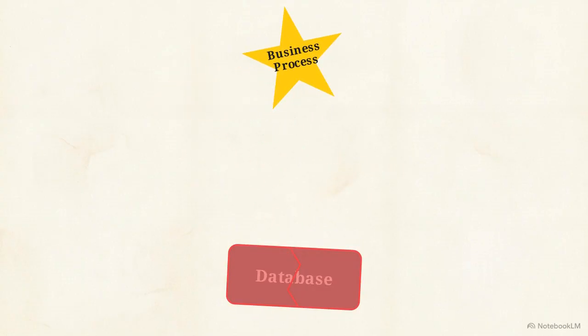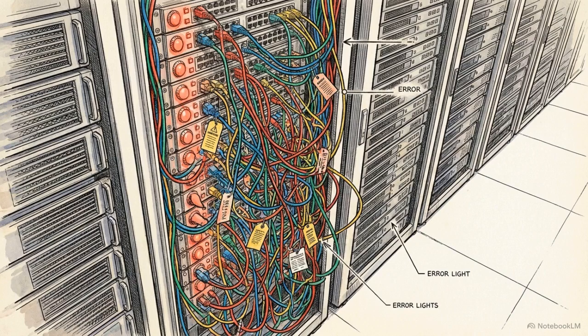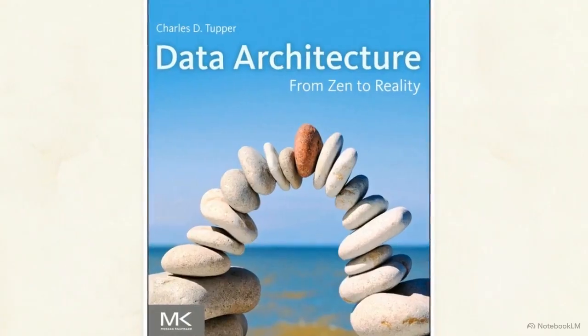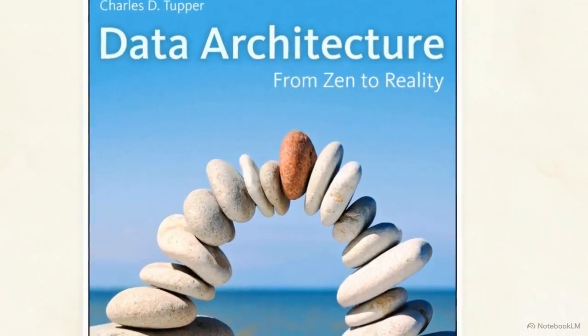it fails. Roughly 80% of an application's total cost is consumed by post-deployment maintenance and structural patching. This financial drain occurs when databases are treated as temporary process followers rather than permanent architectural assets. The root cause of this brittleness is a widespread misapplication of the architectural principle form follows function.